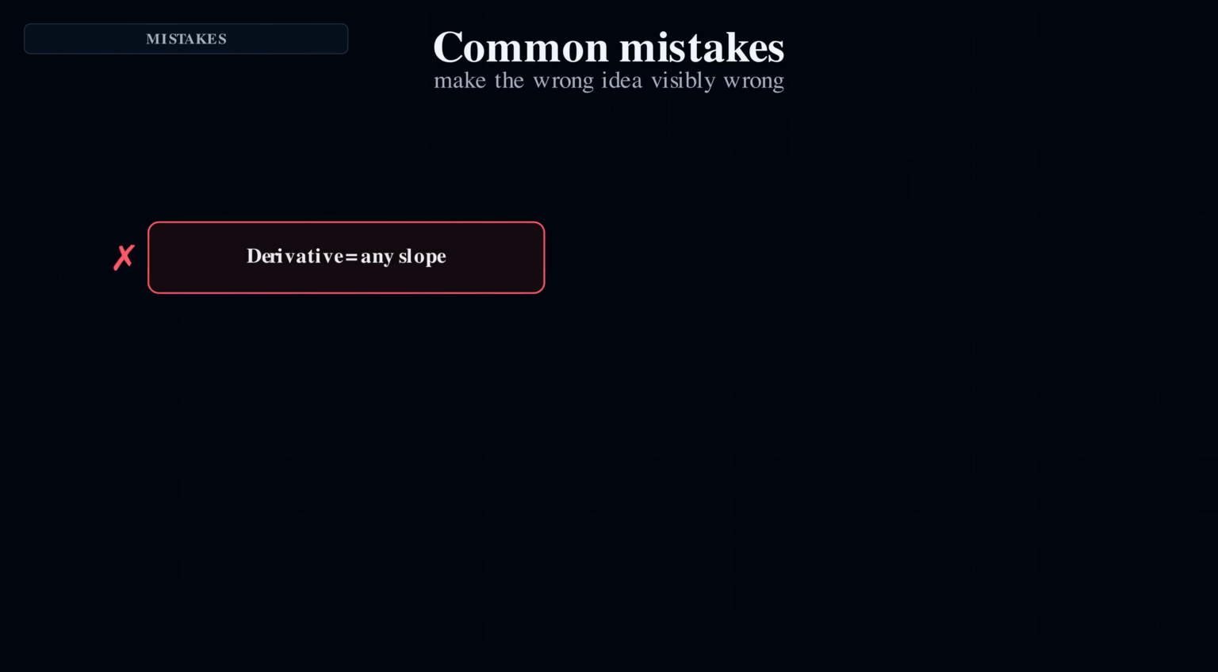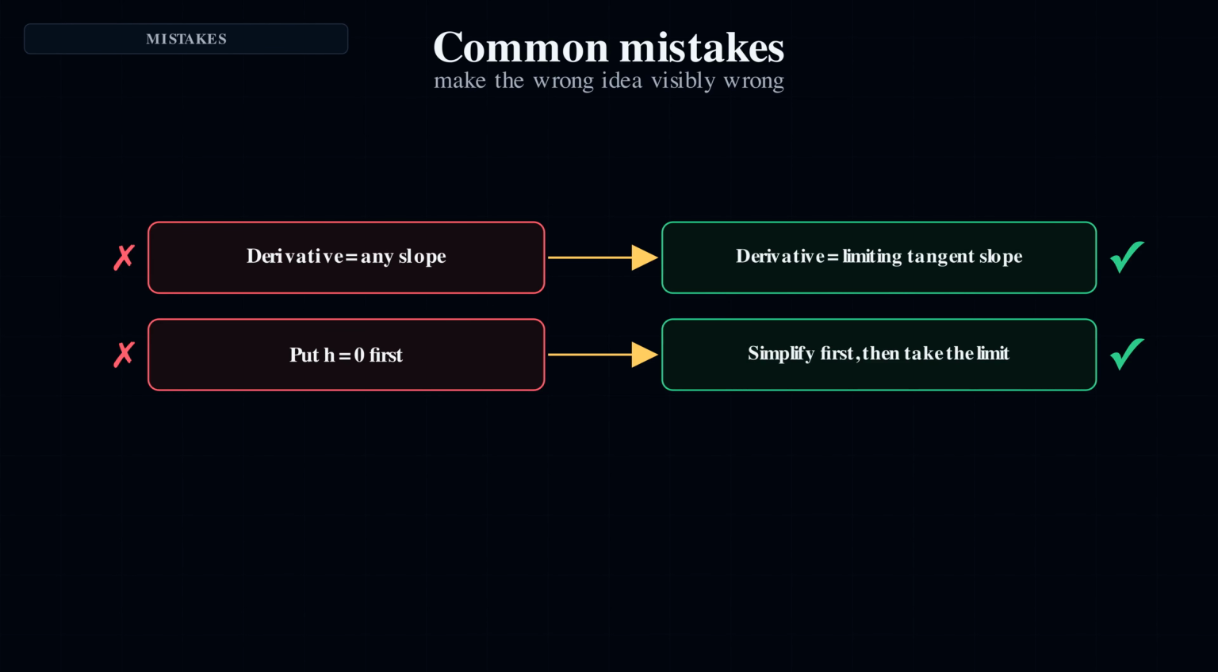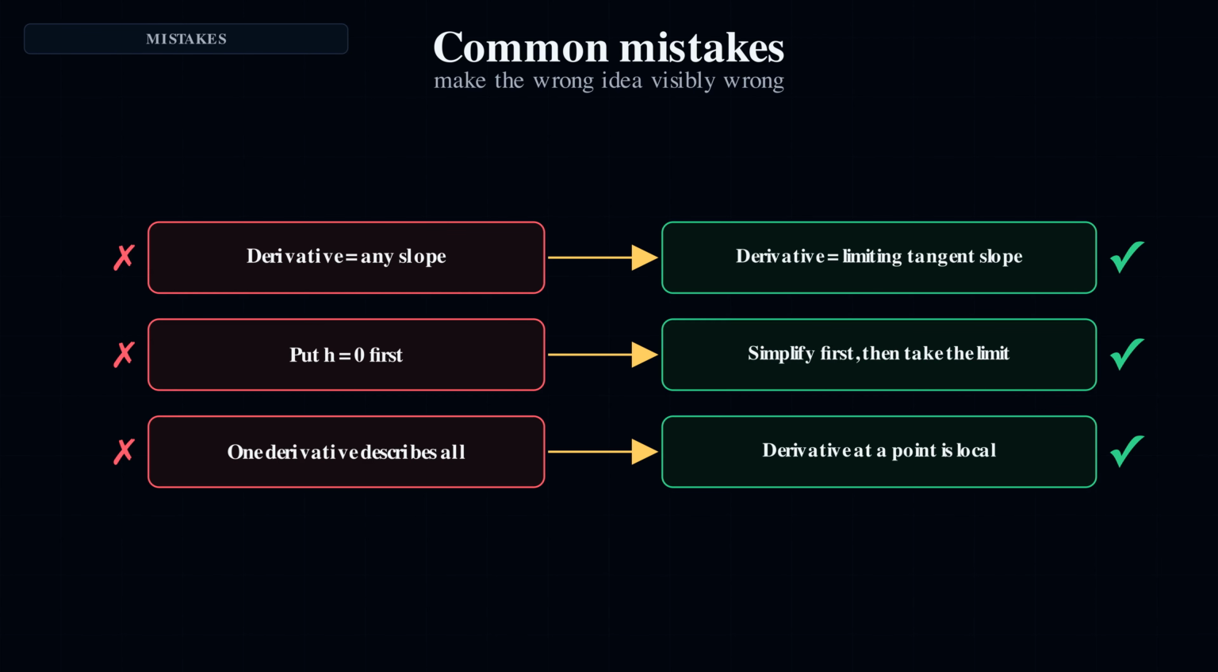Let us correct 3 common mistakes. Mistake 1. Thinking the derivative is just any slope. Correction. The derivative is the limiting slope at one point. Mistake 2. Putting h equal to 0 too early. Correction. Simplify first, then take the limit. Mistake 3. Thinking the derivative describes the whole graph at once. Correction. The derivative at a point is local. It describes change at that input.